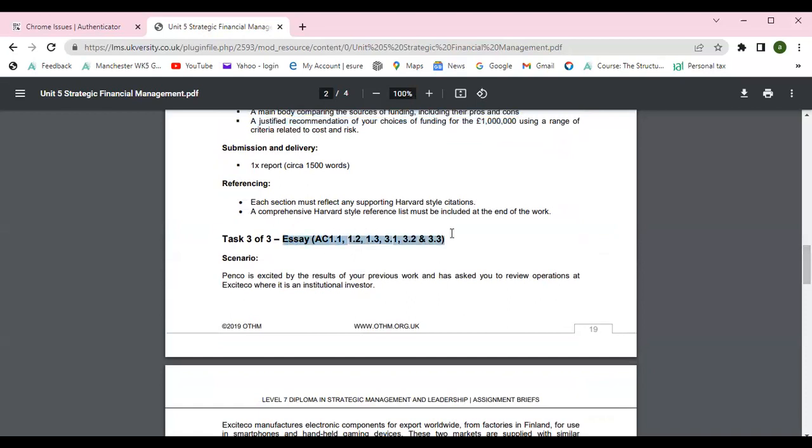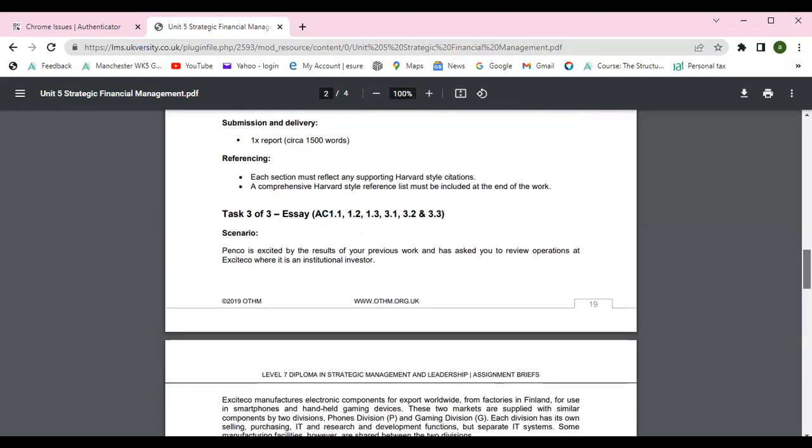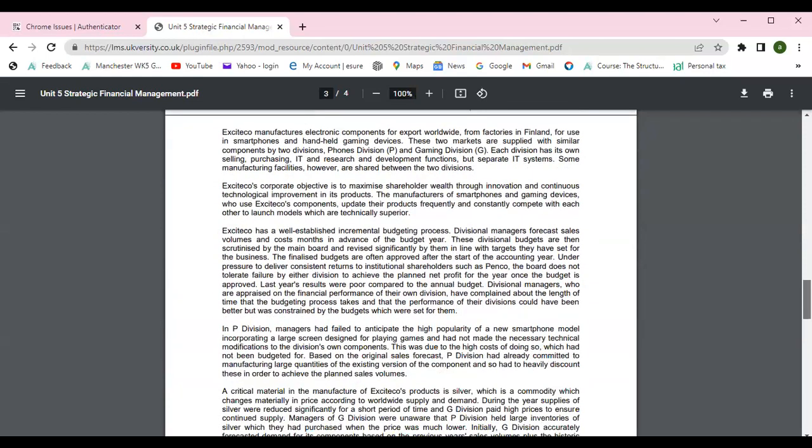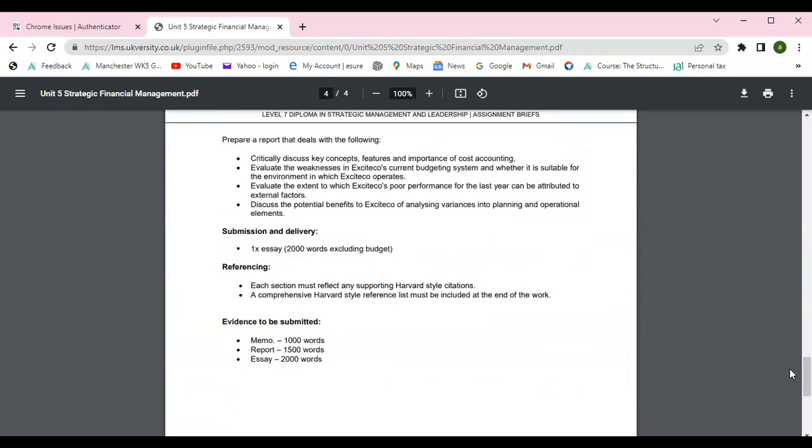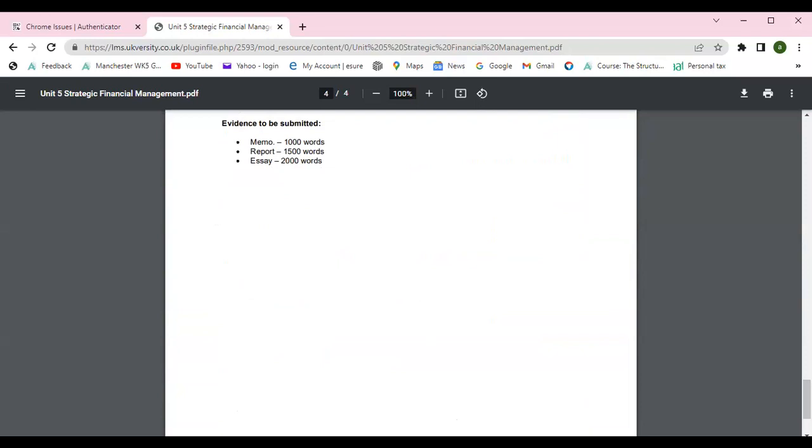Then task 3, which assesses learning outcome 1, which is activity-based costing and all other costing methods. Second, under task 3 we look at learning outcome 3, where we discuss budgets, different types of budget, and relate them to the scenario you've been given. That's really what we need to write. A memo, reports and essay form. We can prepare one and divide it into tasks accordingly.